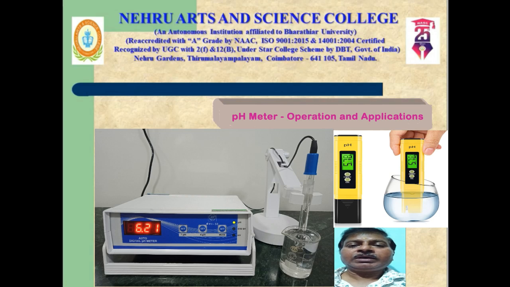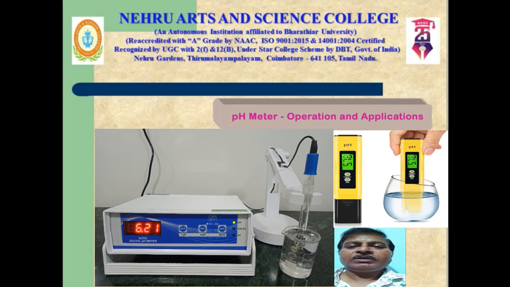In between, at the center, we have pH 7. That is the central point where the pH of a solution will be neutral. Below pH 7 up to 0 it is called acidic pH. Above 7 up to 14 it is called alkaline pH. So based on that only we are identifying the pH of a solution.